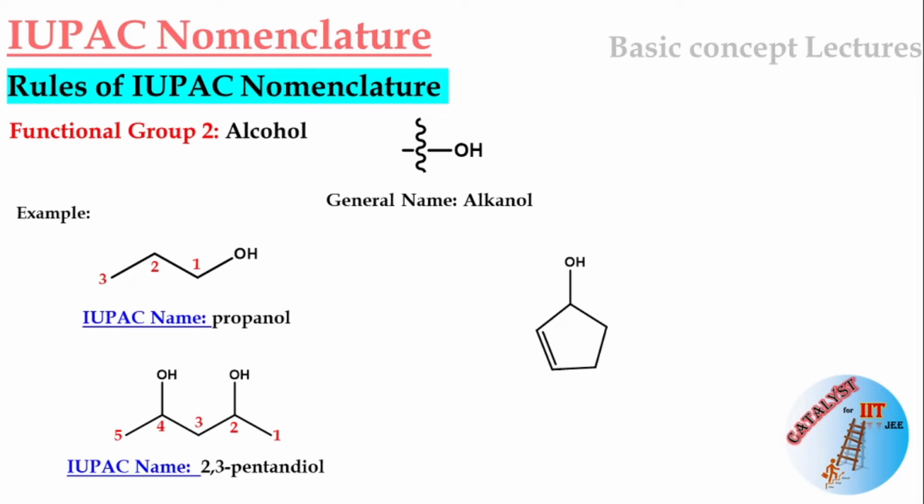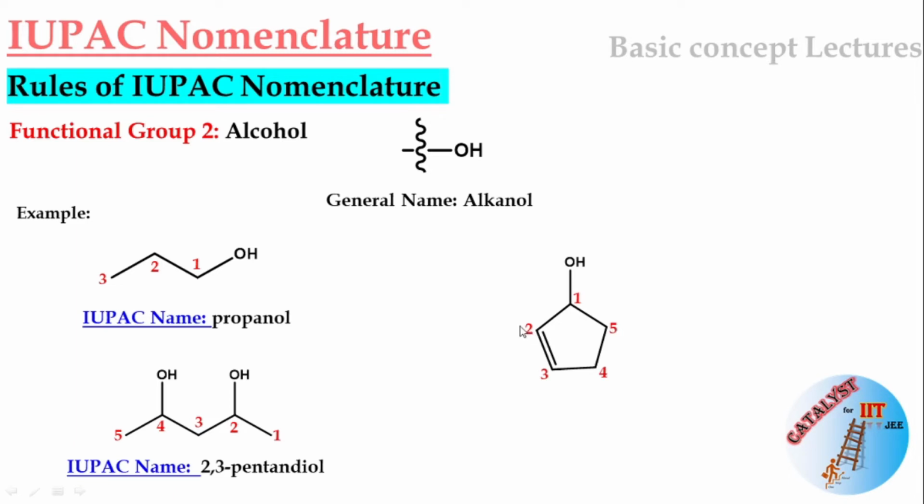So my next example is your cyclic unsaturated hydrocarbon which contains the alcohol functional group, and according to this nomenclature you have to write the position at which the double bond is present before the start of your name, and the position at which the alcohol functional group is present in between your IUPAC name. So this is the numbering on your parent chain, 1, 2, 3, 4 and 5.